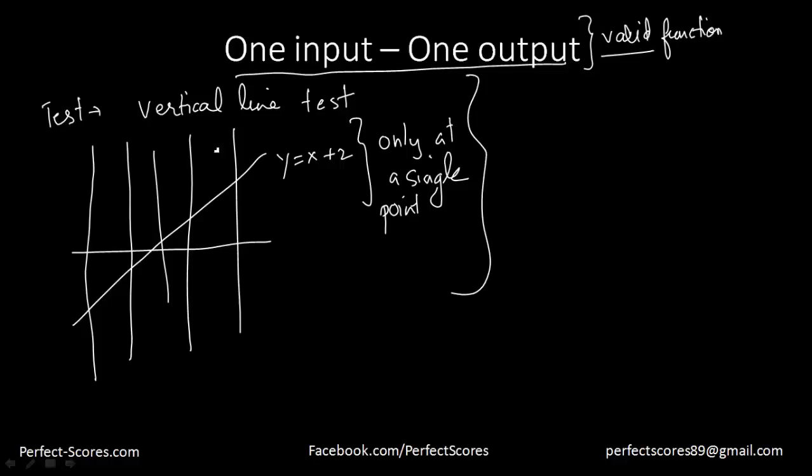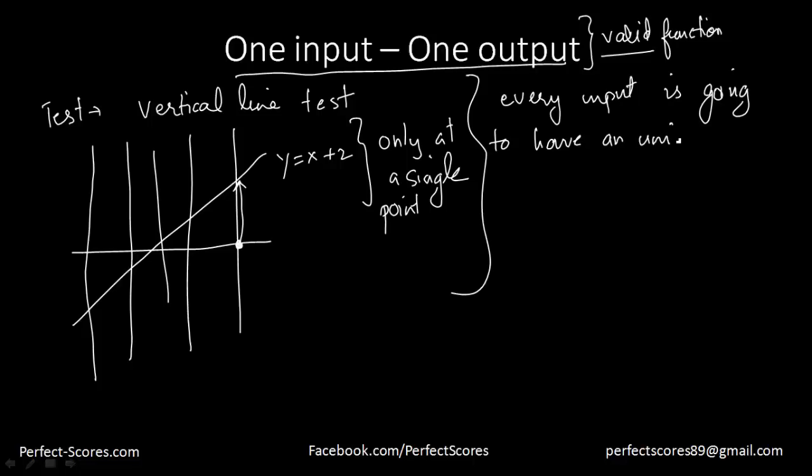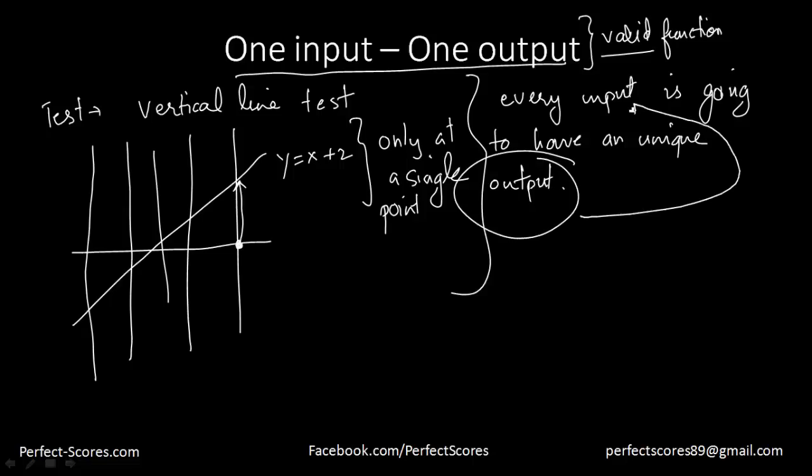That actually means that for every input, there has to be only one output. So every input is going to have a unique output. Fine. So I hope you're able to understand what I'm trying to say here. Now, if every input is going to have a unique output, that does not mean that every output will have a unique input. It's not the other way around, guys.